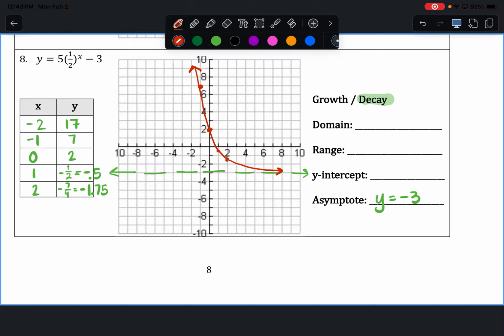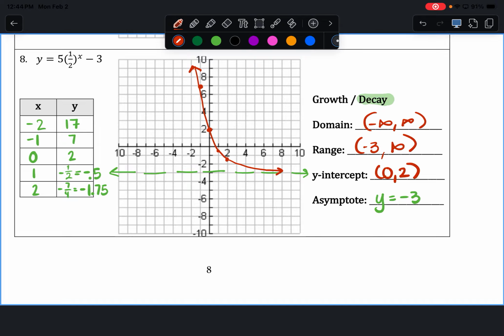And what is our domain here? Negative infinity to infinity. What's our range going to be? -3 to infinity. And what's our y-intercept?